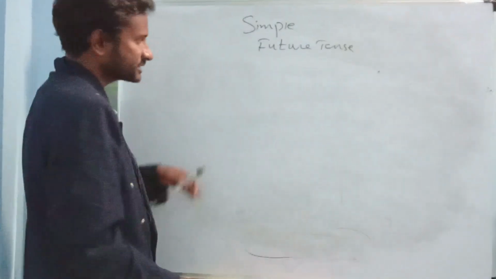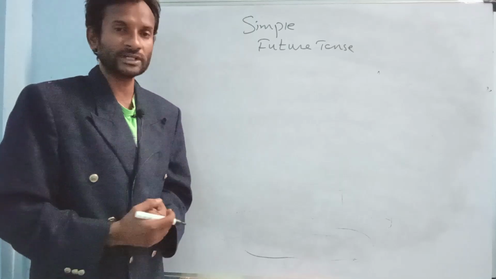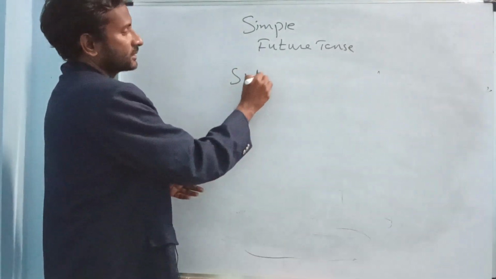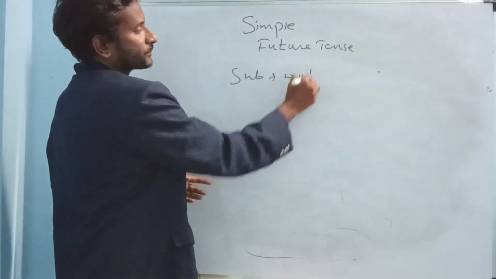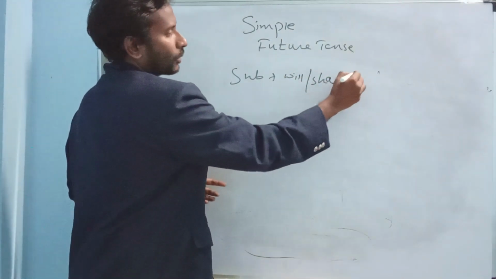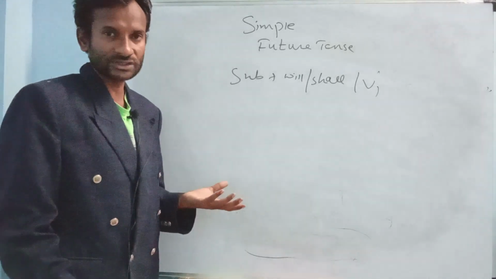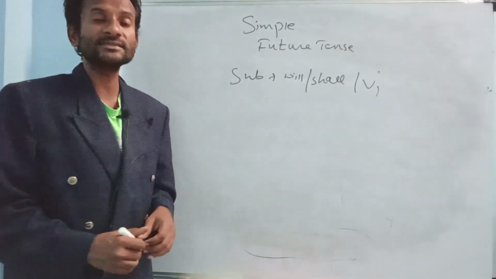So having said this, there are some 6 uses of simple future tense. Basically, when you understand this, it is just subject plus will plus V1. That's the only thing you need to understand. And in the different contexts that we have just seen, you can use simple future tense effectively.